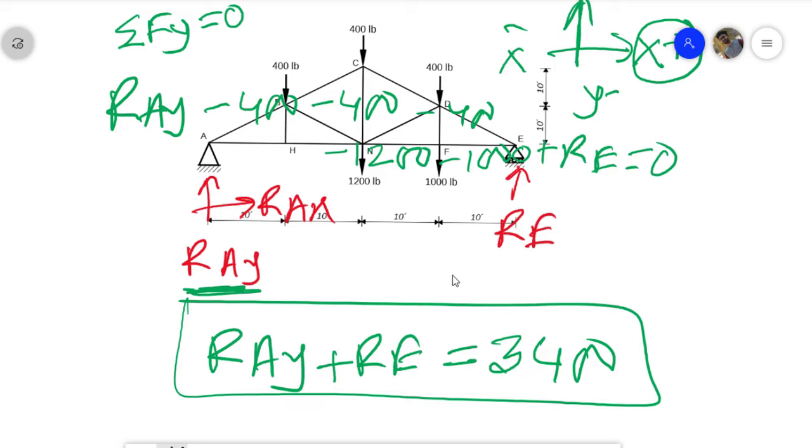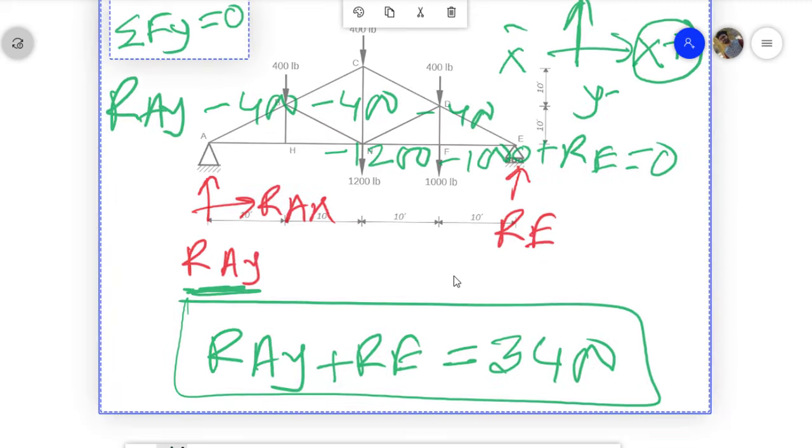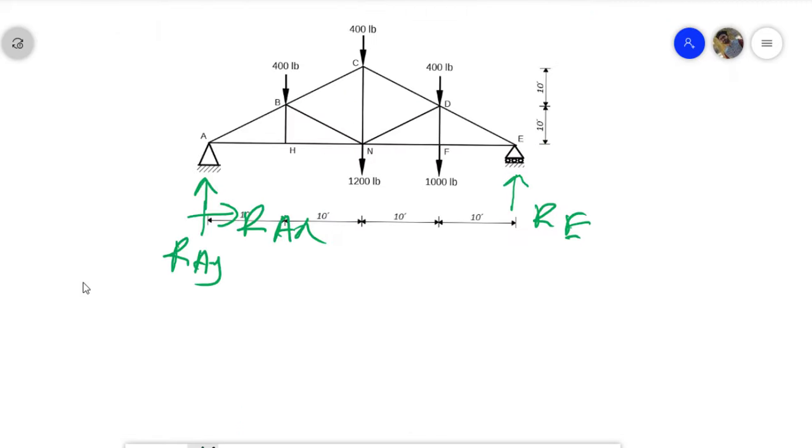3400. Okay. Now your next task is to apply formula number 3, I mean the summation of M at any point is equal to 0. Let me clear my board. Now if I apply summation of M at A is equal to 0, and if I take moment at point A, definitely RAX and RAY won't give any moment.